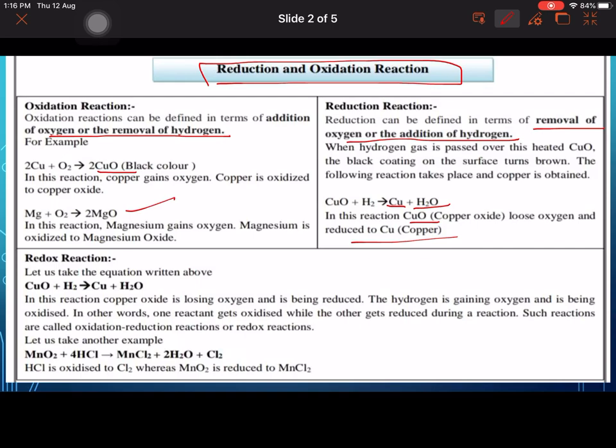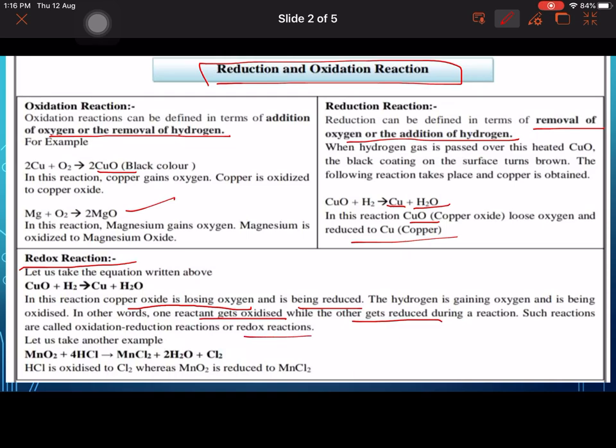So this reduction reaction, copper oxide के ऊपर जब हाइड्रोजन पास कर रहे हैं हम, तो जो है वो कॉपर में चेंज हो जाता है. Now when we say redox reaction, it means when both the things, oxidation and reduction, are taking place in a single reaction. जब दोनों चीज़ें एक ही में हो रही हैं, जैसे कॉपर ऑक्साइड और हाइड्रोजन प्लस कॉपर प्लस वाटर है, in this reaction copper oxide is losing oxygen and is being reduced. The hydrogen is gaining oxygen and is being oxidized. In other words, one reactant gets oxidized and the other gets reduced. Such reactions are called oxidation-reduction or redox reactions.